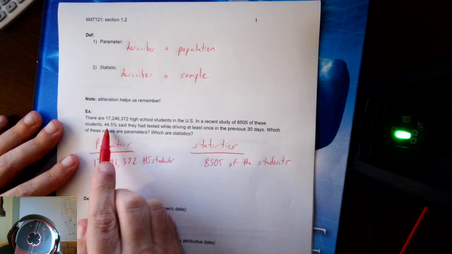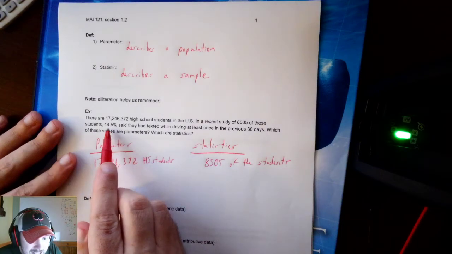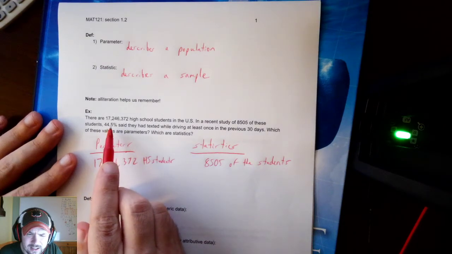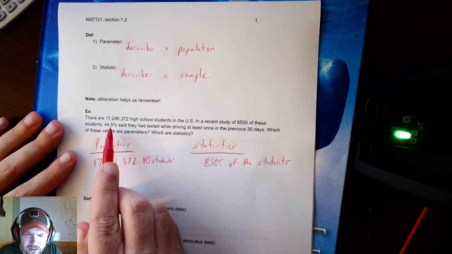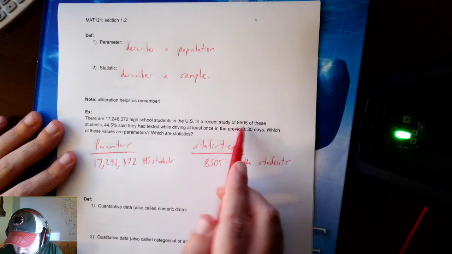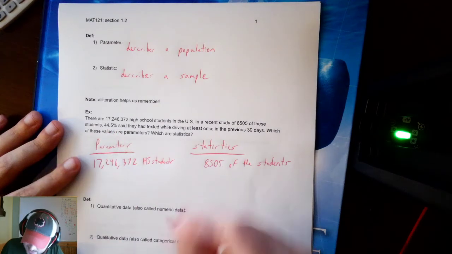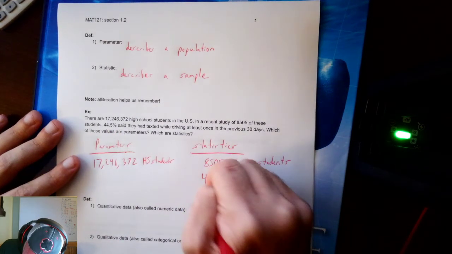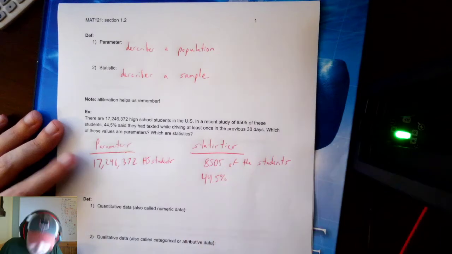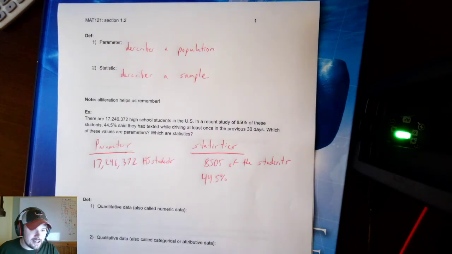The next number is 44.5%. Is that a statistic or a parameter? Well, it's talking about this group has this quality, so it's a statistic again. 44.5% is a statistic.